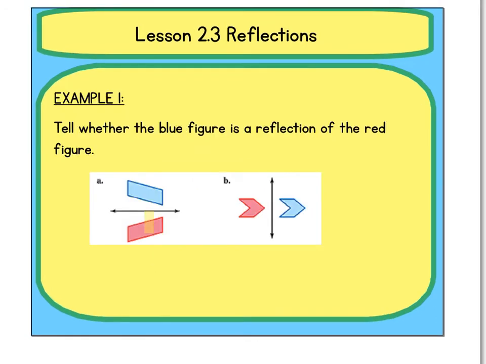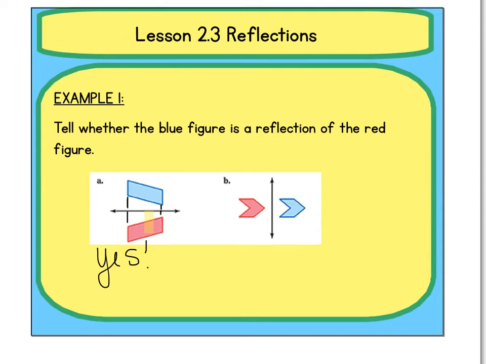So on your homework, you'll notice that there are a couple of examples where you have to determine whether or not two shapes are a reflection. So you're going to check the distance away, and you also want to make sure that it is actually flipped over. So this one, you'll notice there's an equal distance away here, an equal distance away here, and it has been flipped over. So this one would be a yes.